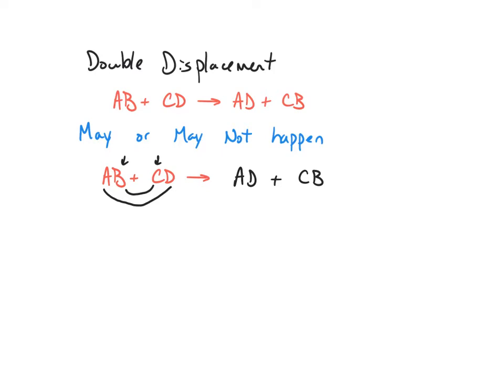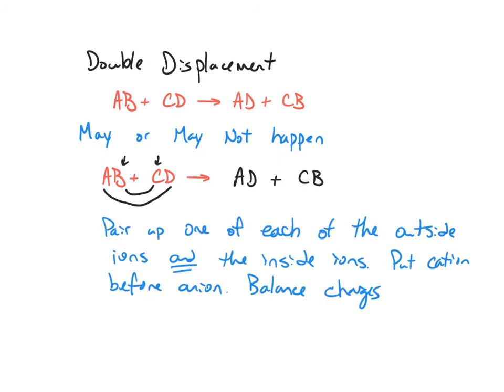So that's the mechanism. You take the outsides and put them together, and you take the insides and put them together. The way I would describe this in text is you pair up one of each of the outside and one of each of the inside ions. You may have multiples of A or multiples of B, but you just take one of A and one of D and put them together, and you take one of C and one of B and put them together. So you pair up one of each of the outside ions and the inside ions, put the cation before the anion, and balance the charges.